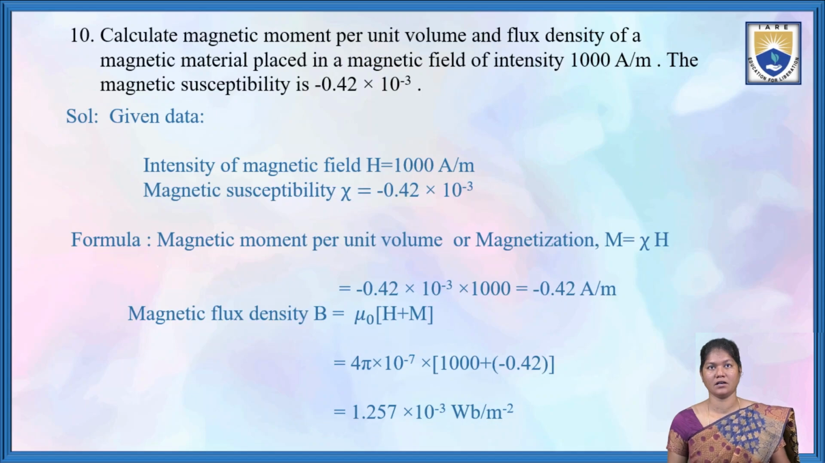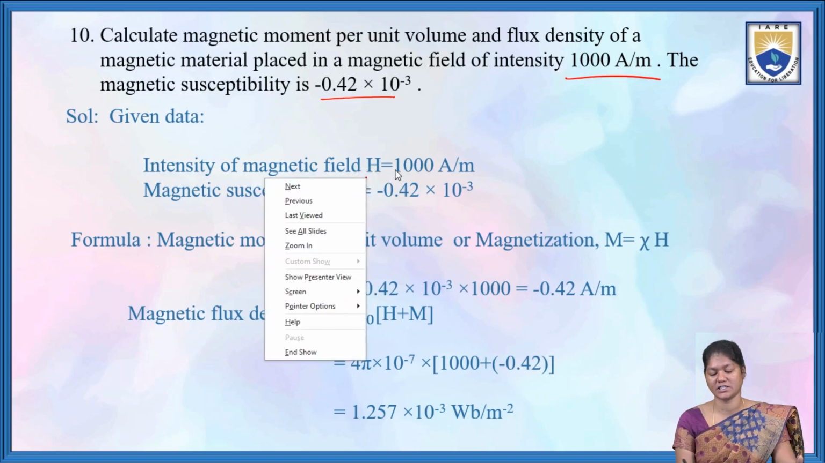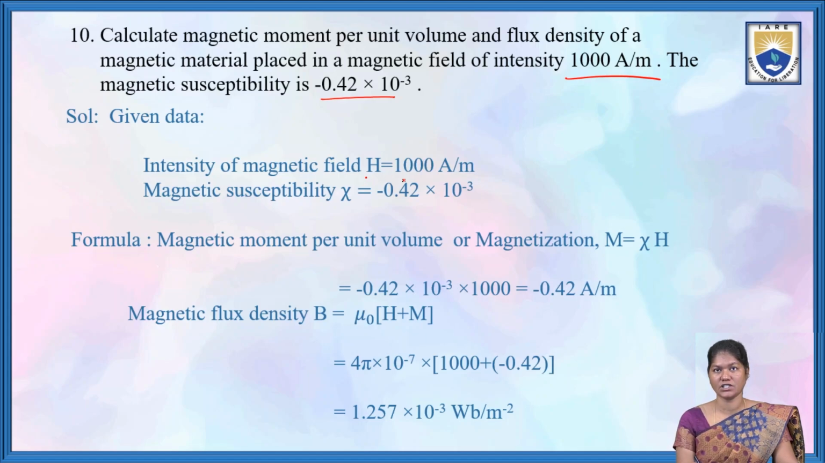Next problem. Calculate magnetic moment per unit volume and flux density of a magnetic material placed in a magnetic field of intensity 1000 ampere per meter. The magnetic susceptibility is minus 0.42 into 10 power minus 3. So the given data is magnetic field intensity H is equal to 1000 ampere per meter. Magnetic susceptibility chi is equal to minus 0.42 into 10 power minus 3.